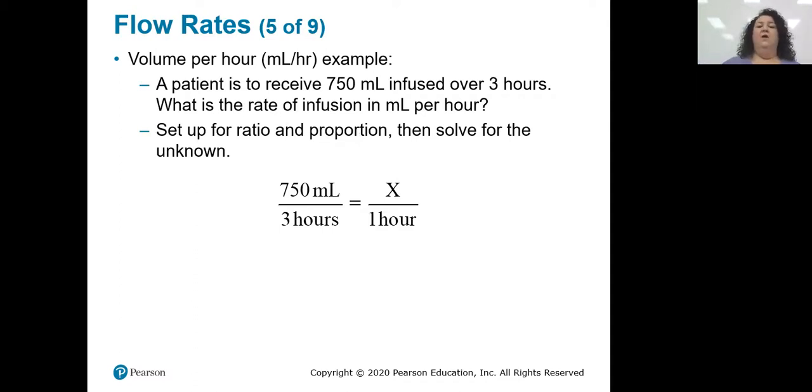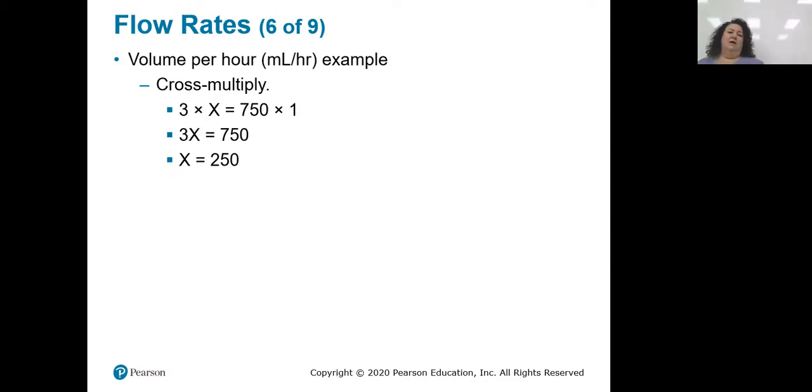So we know that we are dispensing 750 milliliters, and we know that that is going to take 3 hours to administer. So we have 750 over 3 hours equal to X, because we're trying to determine how many milliliters over the 1 hour. And then we're just going to cross multiply. 3 times X will give you 3X. 750 times 1 gives you 750.